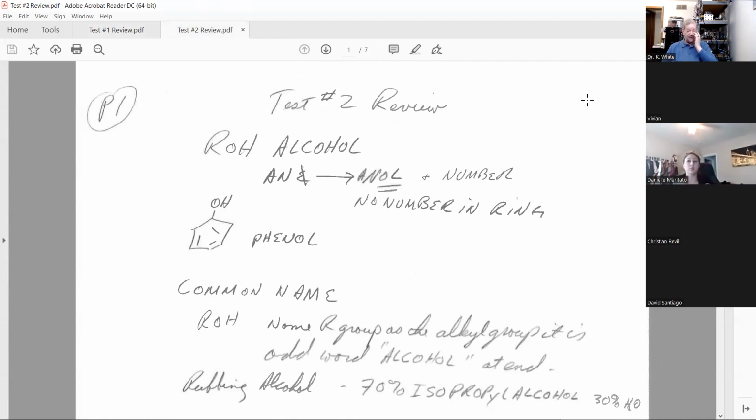And how do you name alcohols? You find the longest chain with the hydroxyl group, name that chain as an alkane, drop the E, add OL, and for acyclic, you need a number. What carbon is it on? For in a ring, you don't need a number because that's the only functional group that's always going to be number 1. Now, there's a special alcohol that the IUPAC name was taken from the common name.